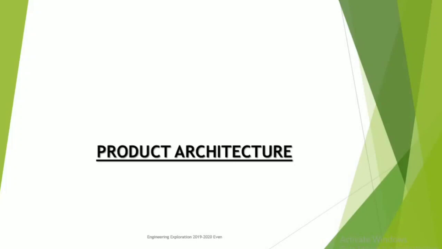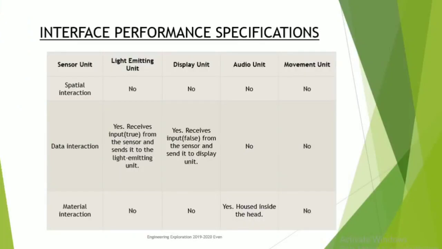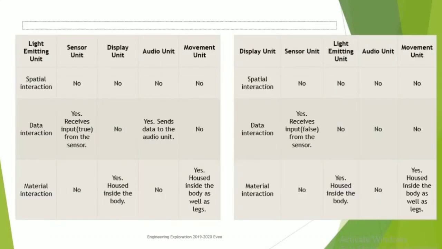We will move on to the product architecture phase, which is the third phase of the engineering design process. During this phase, the considered functions and identified subsystems are further analyzed with the interactions among them. As you all know, the subsystems of our project are sensor unit, light emitting unit, display unit, audio unit and movement unit. The different types of interactions among these subsystems are spatial interaction, data interaction and material interaction.